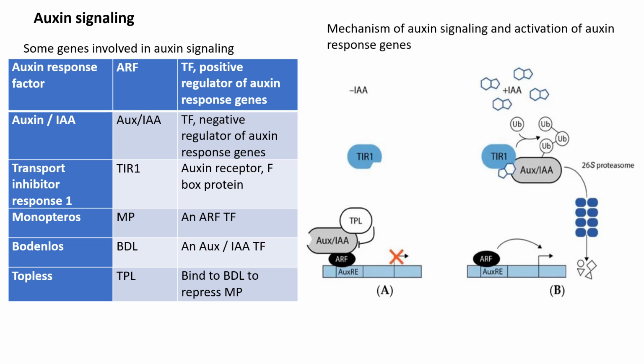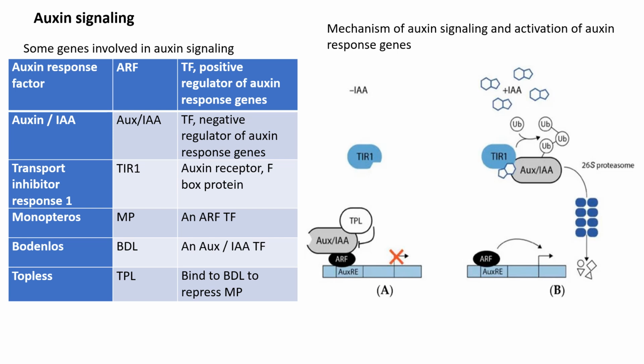Besides auxin synthesis and transport, perception of this hormone is important for initiating an auxin response in the growing embryo. Within a cell, the auxin response genes are regulated through an auxin signaling mechanism. Some of the genes involved in signaling of auxins are shown in the table. They include auxin response factors, which are positive regulators of auxin response genes. Then you have the Aux/IAA factors, which are negative regulators of auxin response genes.